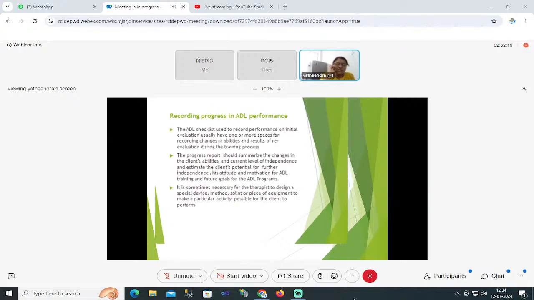Then after the evaluation in each and every area of the ADL, we should record the progress during the training in the ADL performances. The ADL checklist used to record the performance on initial evaluation usually has one or more spaces for recording changes in abilities and results of re-evaluation during the training process. The progress report should summarize the changes in the client's abilities and current level of independence, and estimate the client's potential for further independence, his attitude and motivation for ADL training, and future goals for the ADL program.